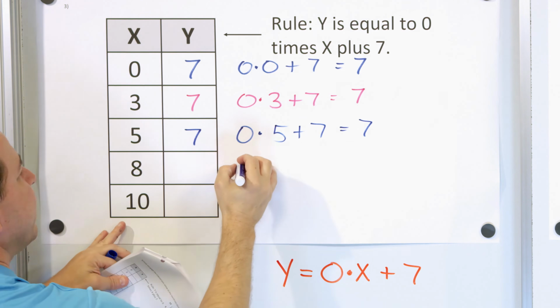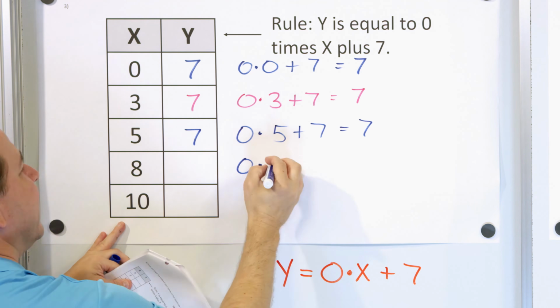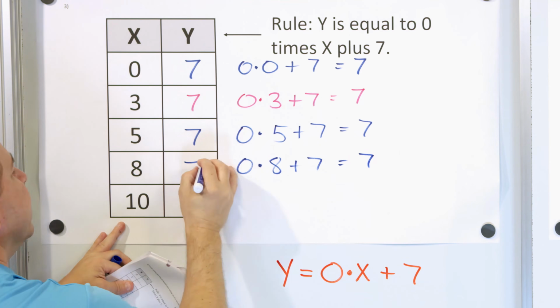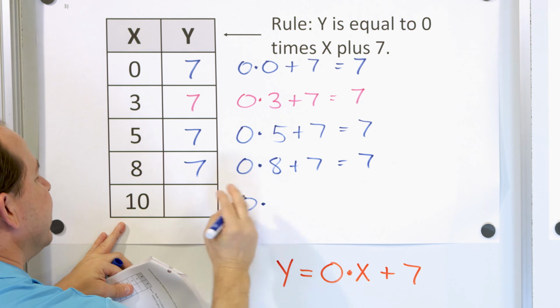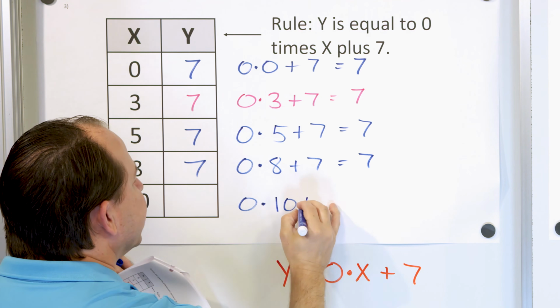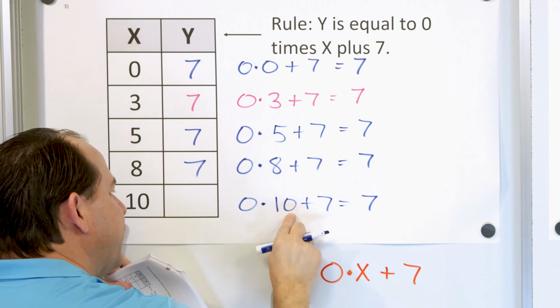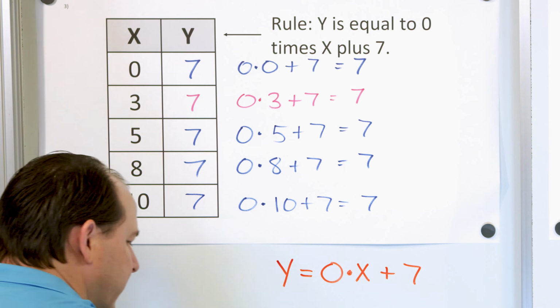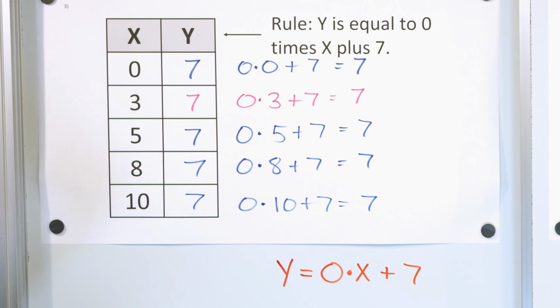They're all going to be 7 because this is 0 times x plus 7. But this is 0 plus 7, again, 7. The exact same thing is going to happen. 0 times 10 plus 7 is going to be 7. This makes 0, and then you have the 7. So all of these are 7s. It's kind of weird. Let's take a look and see what the graph of this thing would actually look like.